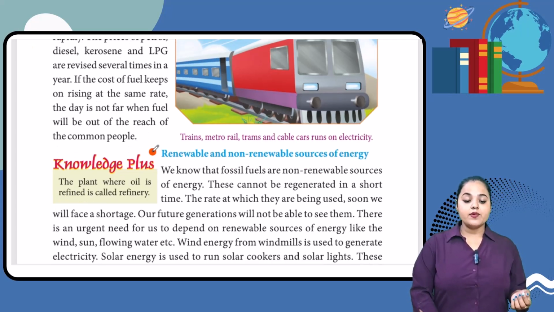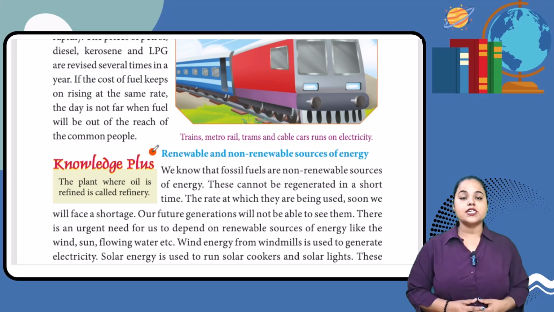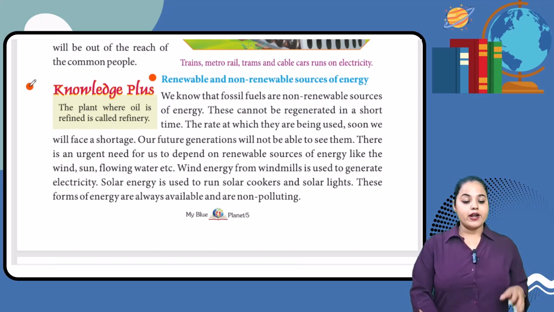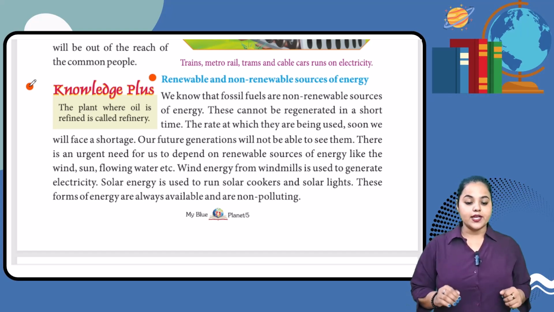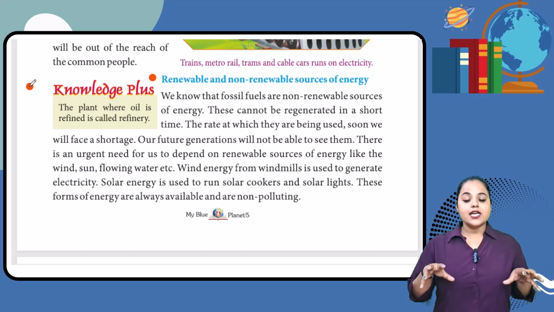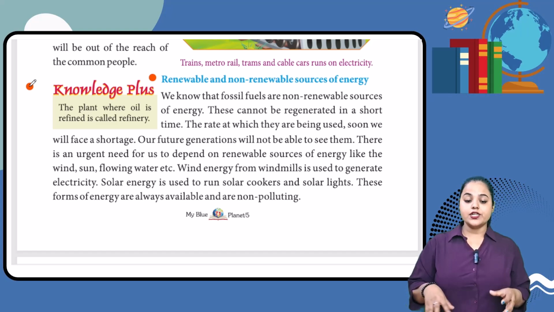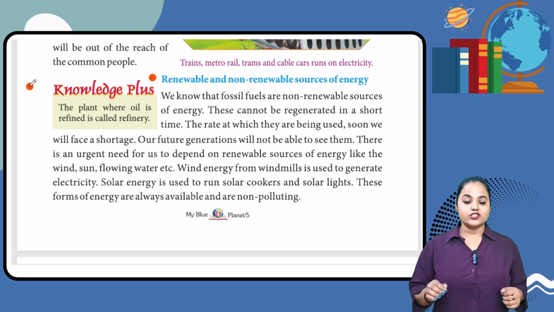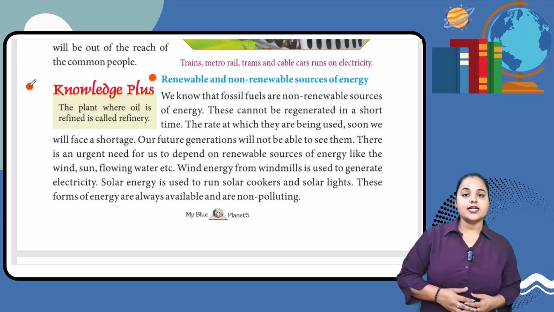Then we have renewable resources and non-renewable resources. They are the source of energy. Plants where oil is refined, उसे हम refinery बोलते हैं. We know that the fossil fuels, they are non-renewable resources of energy. These cannot be regenerated in a short time. इसको millions of years लग जाते हैं. At the rate at which they are being used, soon we will face a shortage. Now our future generations will not be able to see them अगर इनका shortage हो जाएगा.